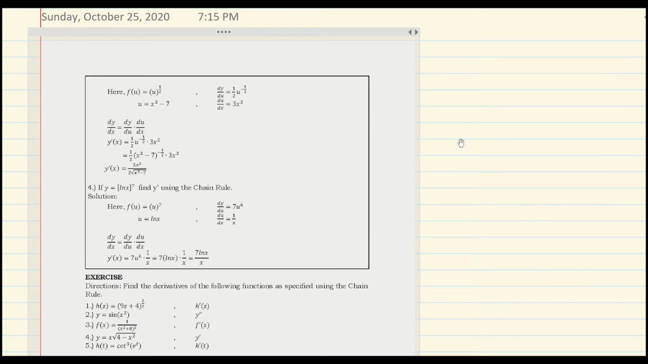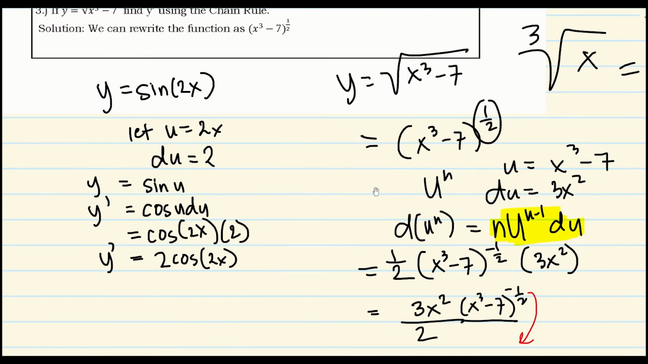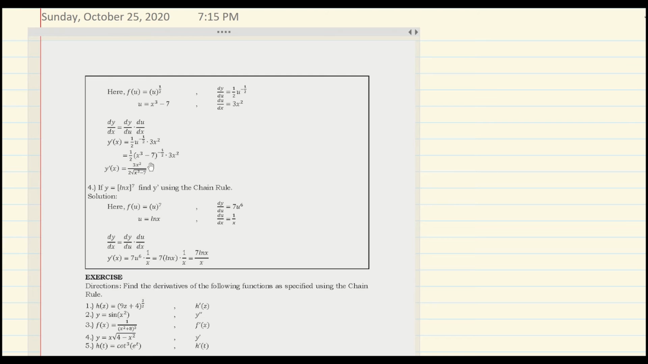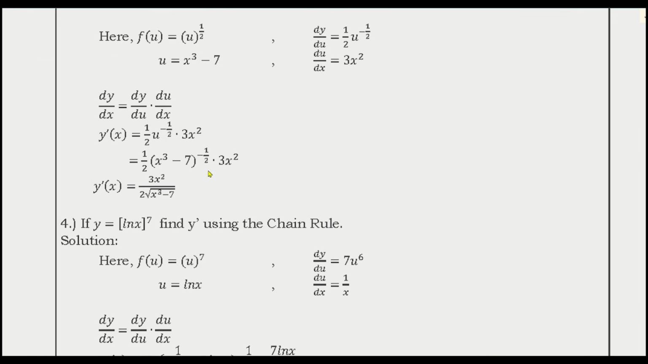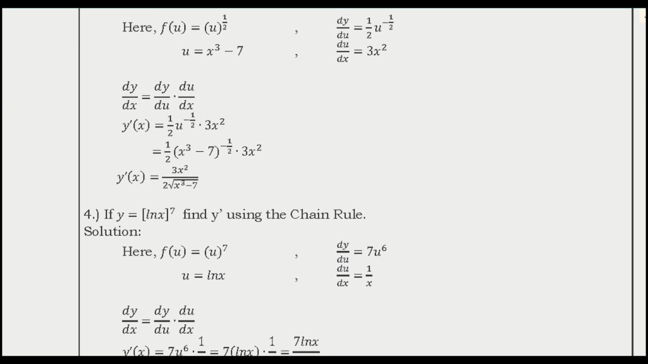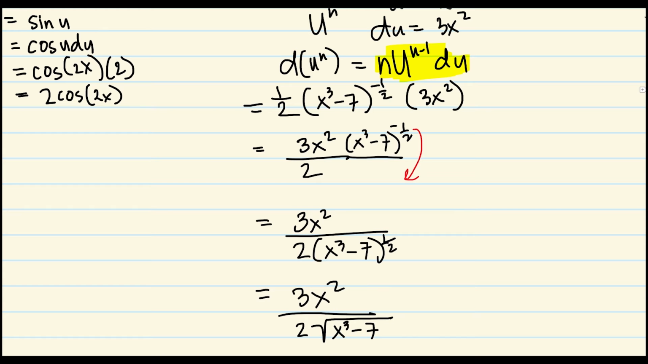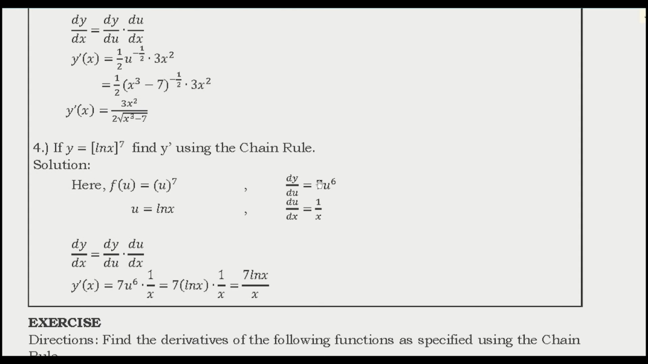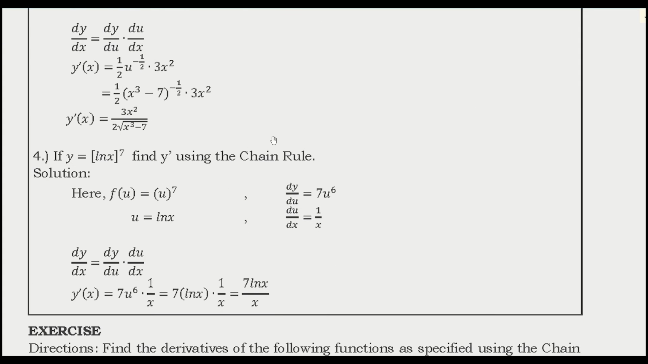Let's check if we have a correct answer. 3x squared over 2 square root of x cubed minus 7. Is it the same right here? Okay, the same. So I don't need to explain this one, it's just the same.